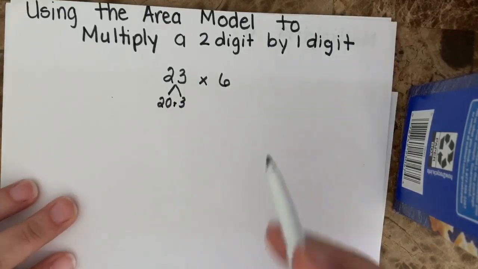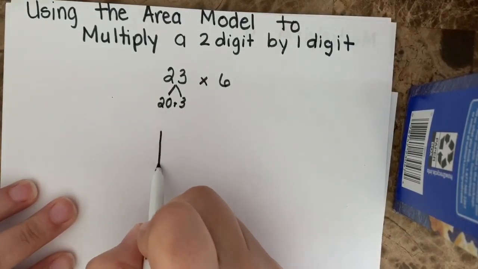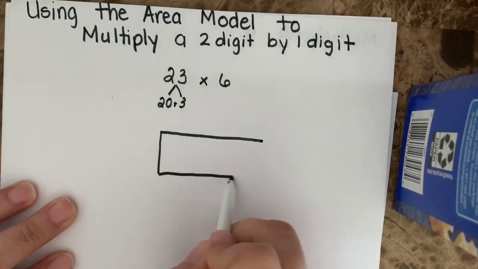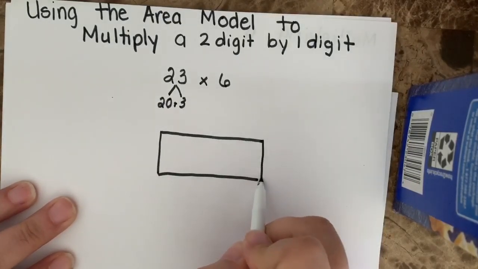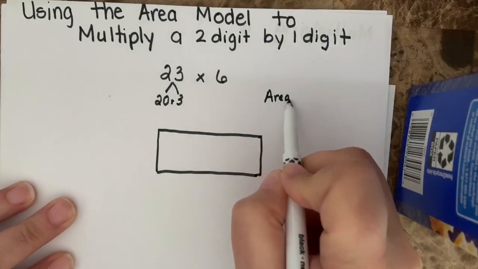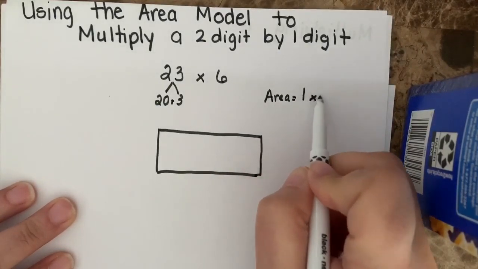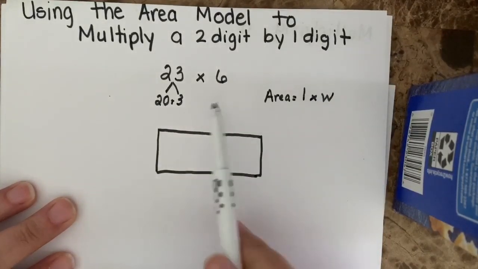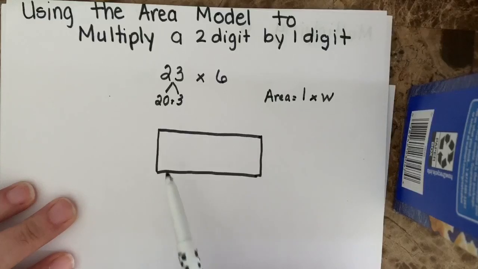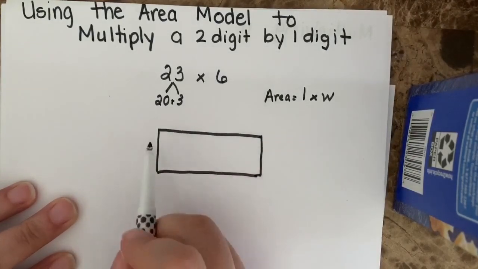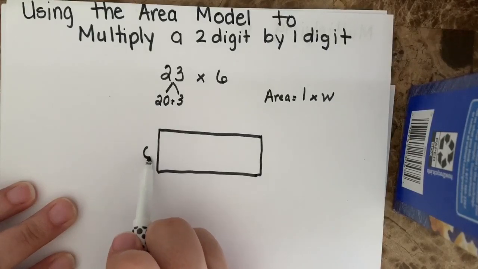Now I'm going to draw my area model or rectangle that I'm going to be using. As you remember, when we are finding area, we are multiplying the length times the width. We're using that same concept, that same understanding here to multiply a 2-digit number by a 1-digit number. So I'm going to put the 6 over here on the side.